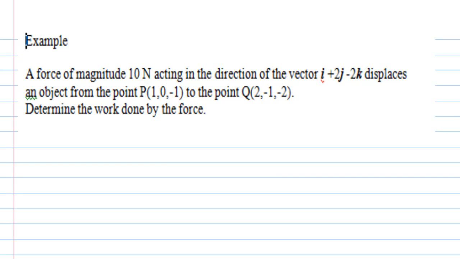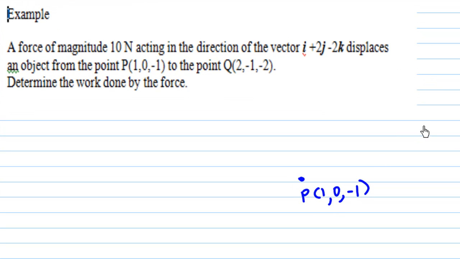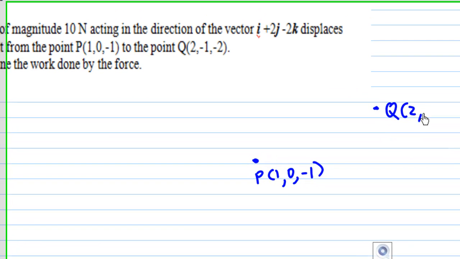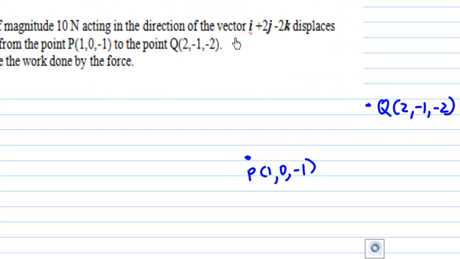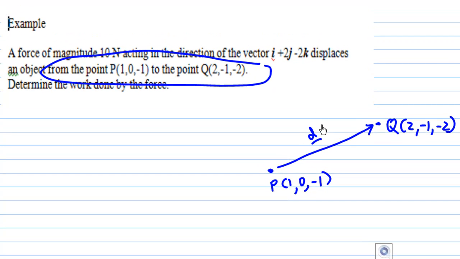Having found the force, now we are ready to find the displacement. The object is moved from the point P, located at (1, 0, -1), to Q, which is (2, -1, -2). So the object is moved from the point P to Q, and this is the displacement. How do I find the displacement? The displacement in this case is the vector PQ.